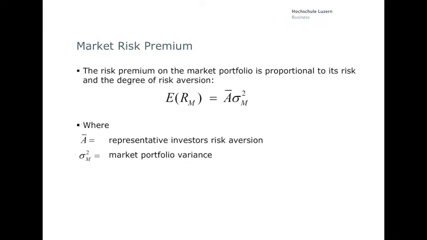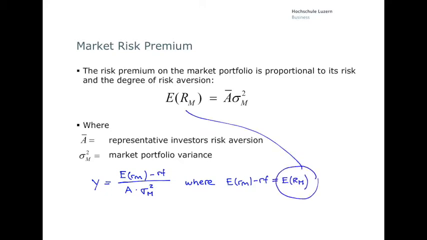Recall that each individual investor chooses a proportion y allocated to the optimal portfolio M, such that y is equal to the market risk premium divided by the investor's risk aversion times the portfolio variance, where the numerator is the risk premium or expected excess return on the market portfolio.